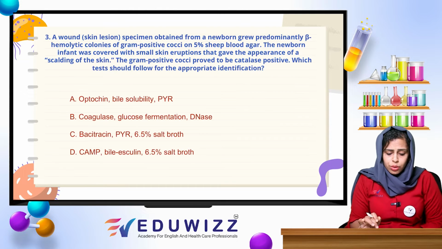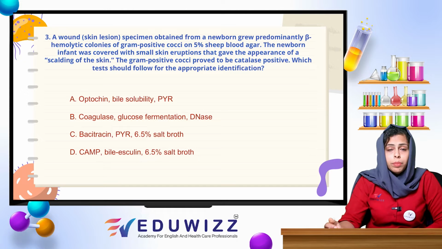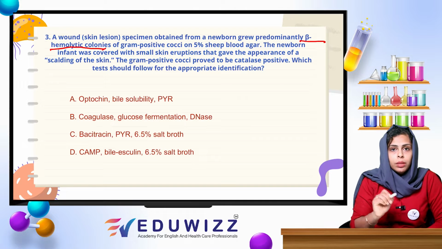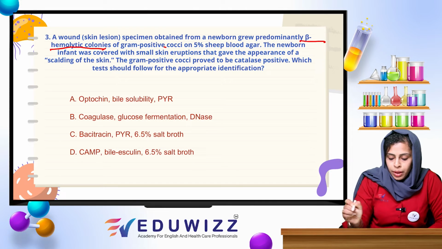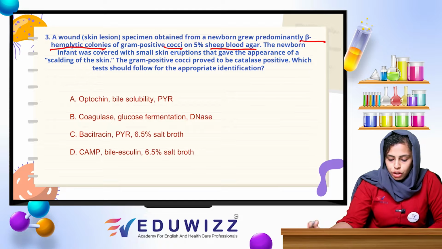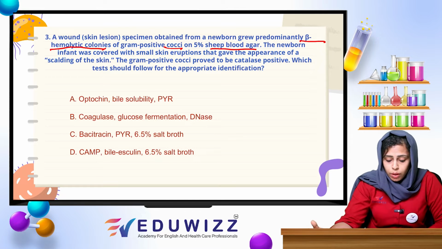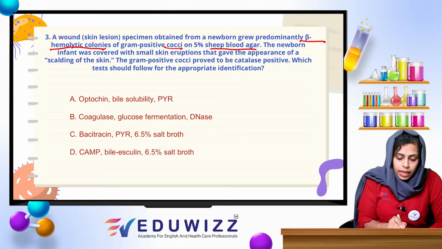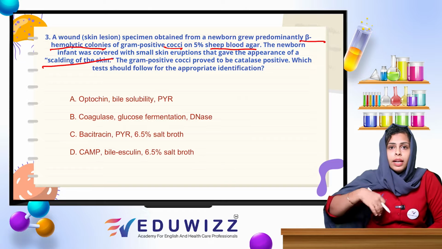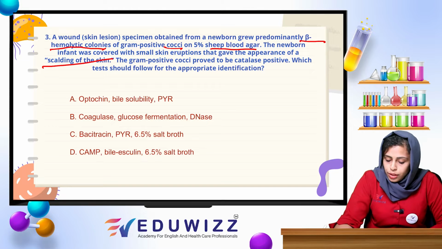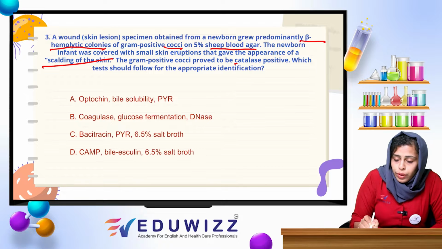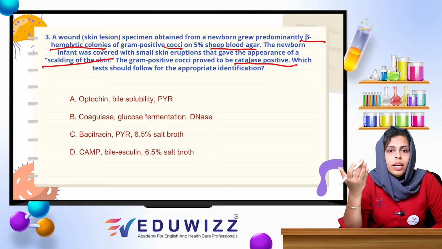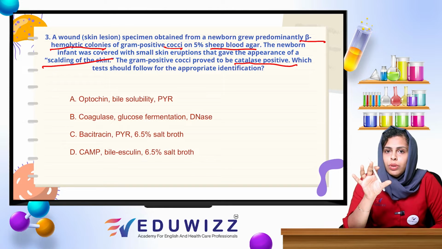The next question: a wound specimen obtained from a newborn grew predominantly beta hemolytic colonies of gram-positive cocci on 5% sheep blood agar. The newborn infant was covered with small skin eruptions that gave the appearance of scalding of the skin, so there is a chance of scalded skin disease. The gram-positive cocci were catalase positive. So we have to classify the gram-positive cocci into streptococci and staphylococci.